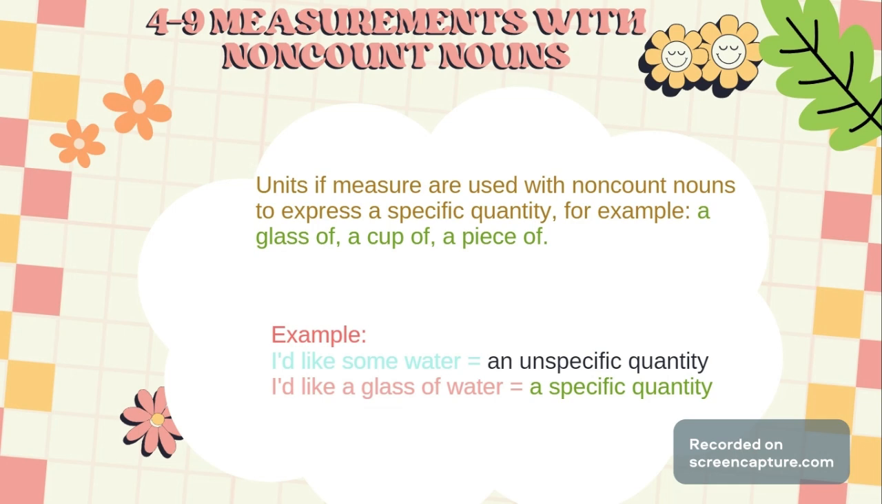Because in sentence 1, the sentence only says some. So we don't know if it is one glass or two glasses or more. And in sentence 2, it says I'd like a glass of water. So we know how many glasses she wants.